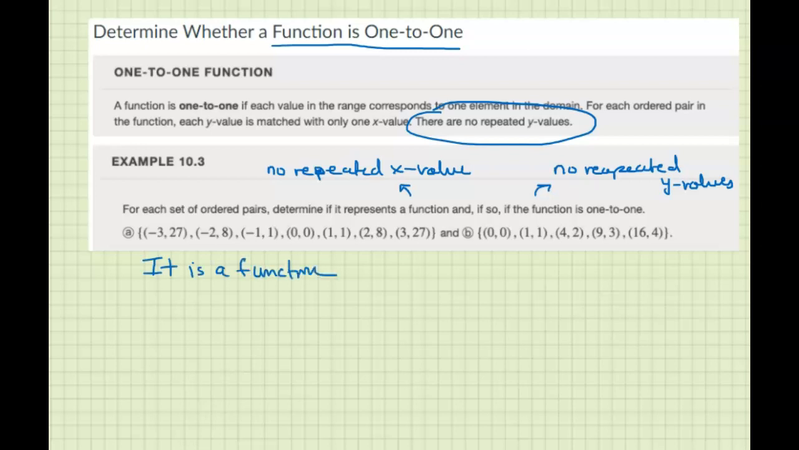All right, and then you check the y values to see if there are any repeated y values. So 27 repeats, 8 repeats, 1 repeats. So this is not one-to-one.